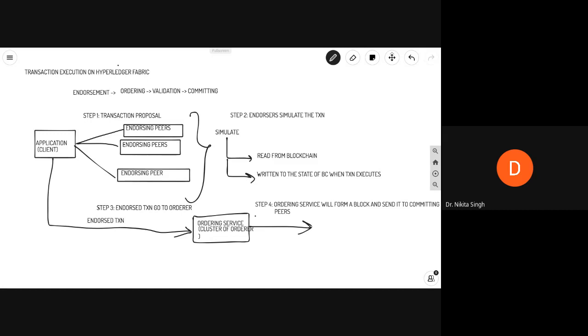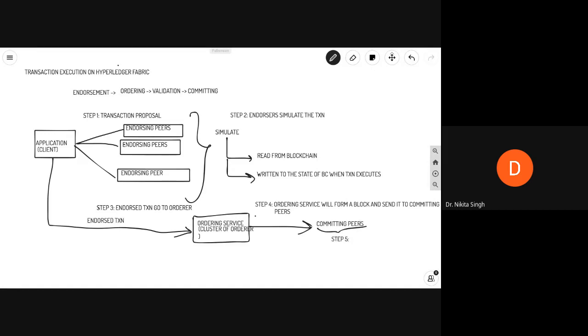Now, once the transactions have been ordered and sent to the committing peers, what will happen? The committing peer will validate the transaction by checking that whatever transactions are mentioned in the block match the current world state. Now, what does this mean? It goes to the committing peer, and we see what happens in step 5.